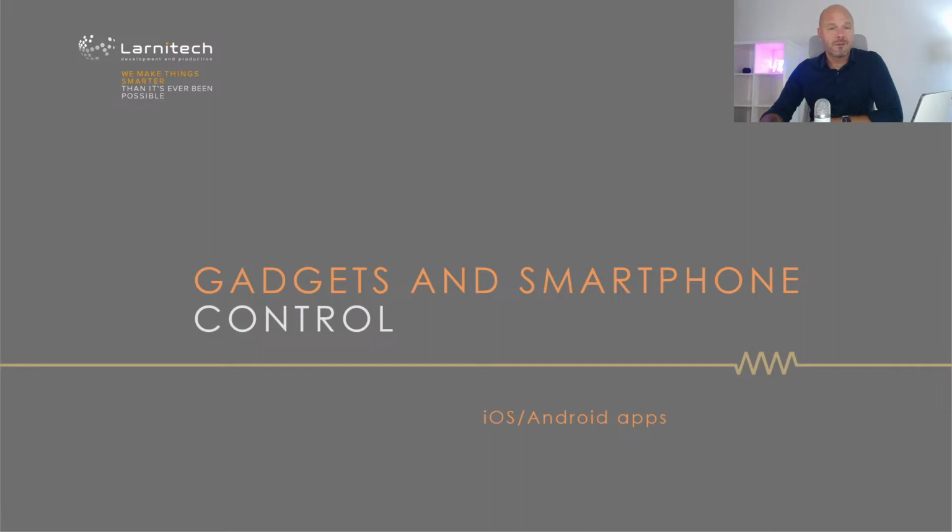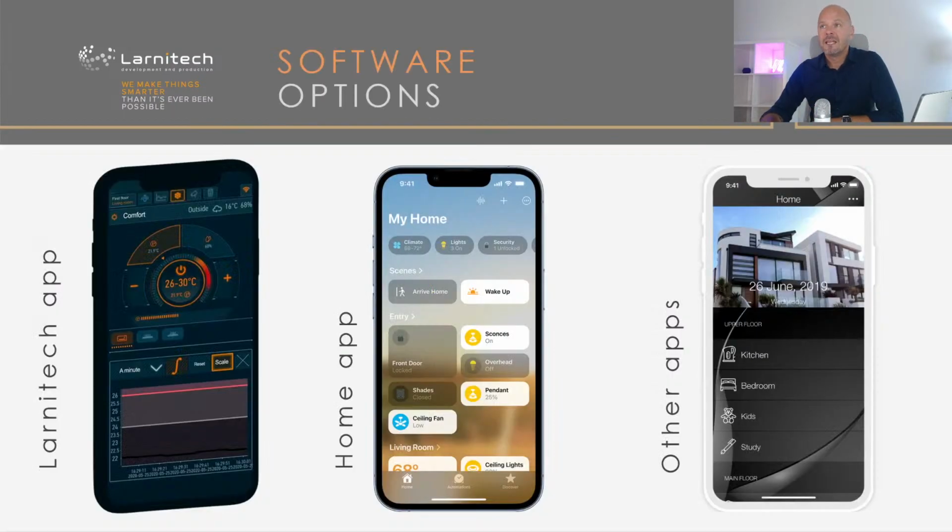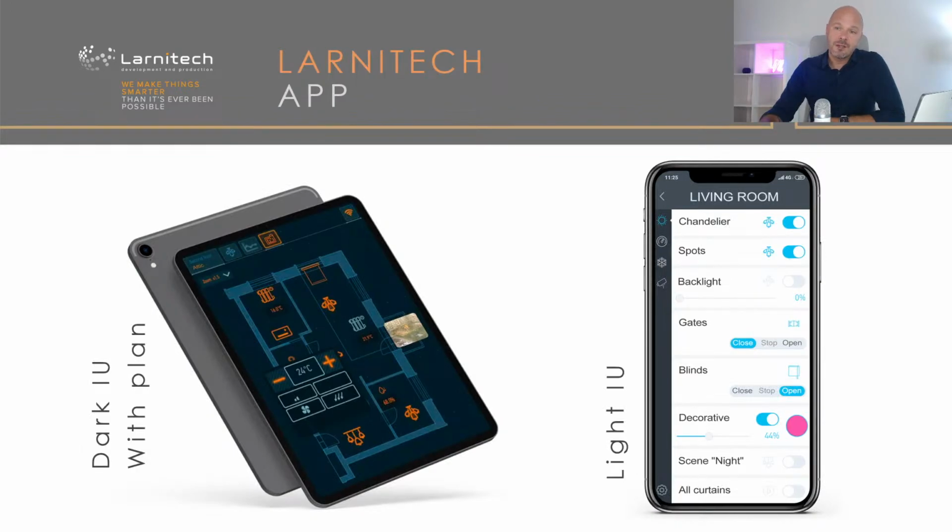And then gadgets and smartphone control. For this you will most likely need iOS and Android applications. So we have 3 main options for it. We have the Larnitech application, we have the Home application in Apple and iOS, and we have other applications which are also capable of controlling Larnitech. As for the Larnitech application, we can have a dark user interface with the plans, so you can use a quite easy, quite simple user interface for a client. And then you can have a light user interface like this one.